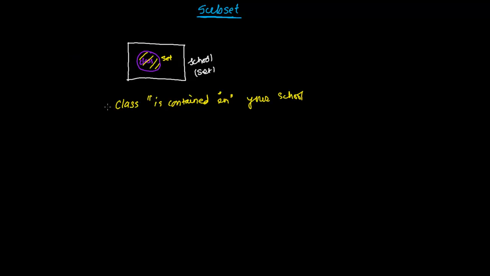So here are the two things. One, your class is contained in your school. So this class is your one set and your school is another set. Your school is a bigger set, your class is a smaller set, and is contained in. Here is another thing that I want to discuss here. Is contained in. This is now replaced by is subset of. So now how I'm going to read class, right? Your class is contained in your school, or I can say your class is subset of your school.